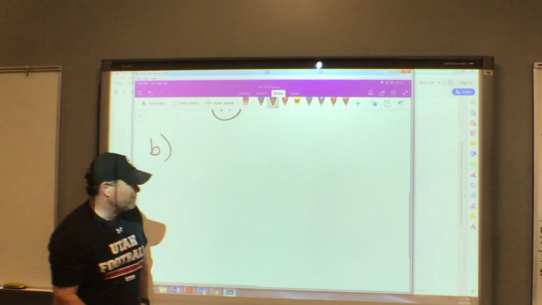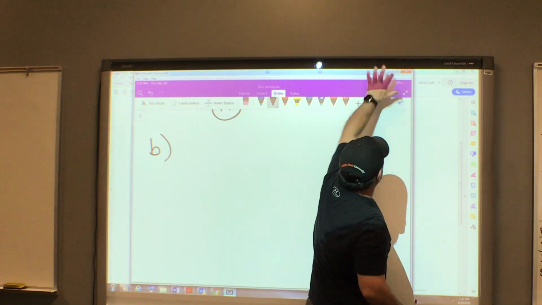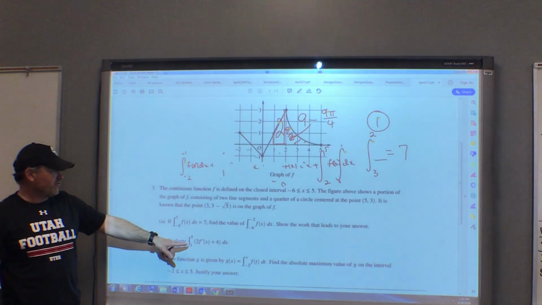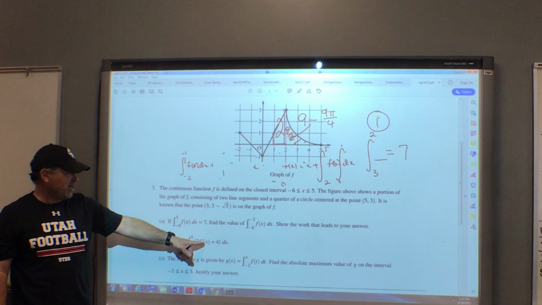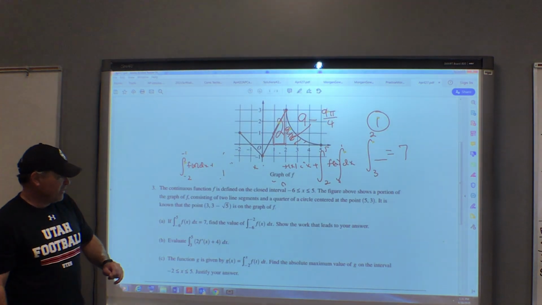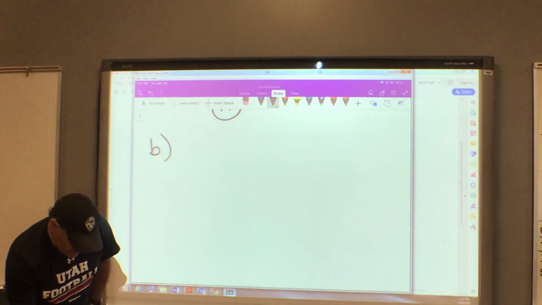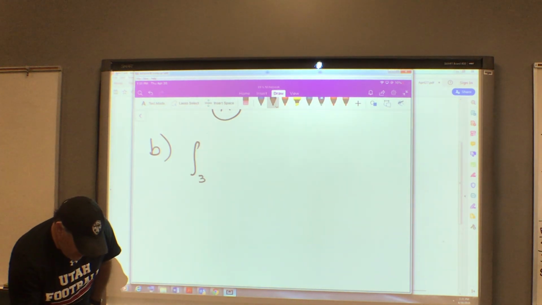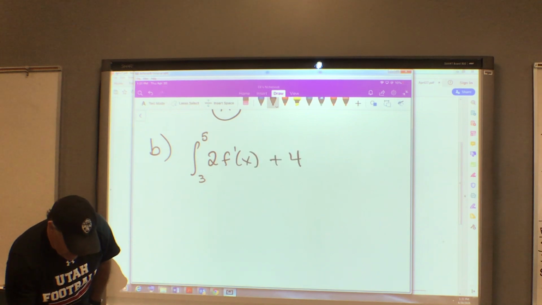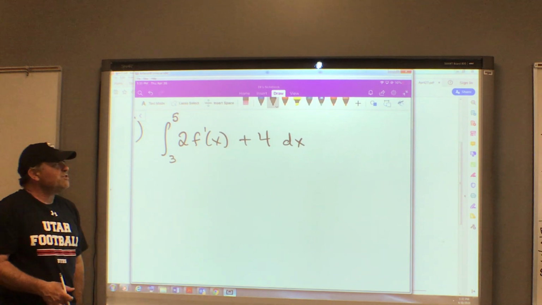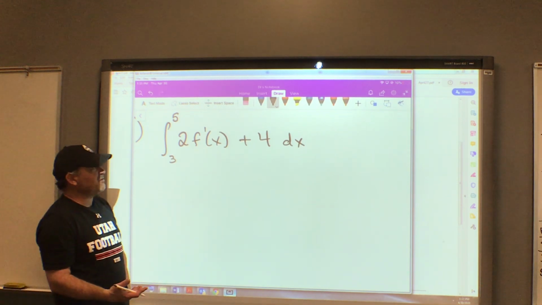Let's advance to part B. Okay, so part B now says, evaluate the integral from 3 to 5 of 2 f prime of x plus 4 with respect to x. Now, this one is about the fundamental theorem of calculus.